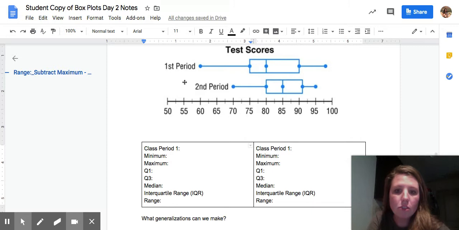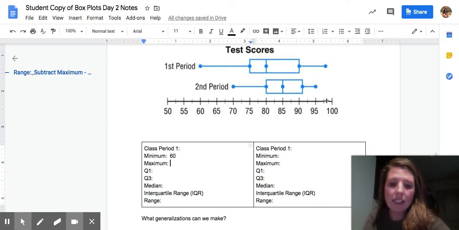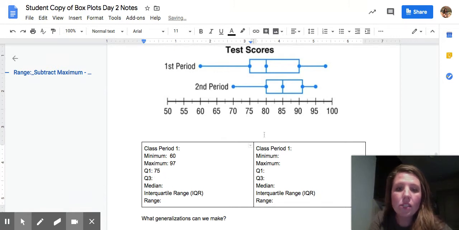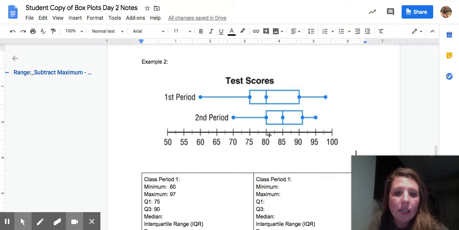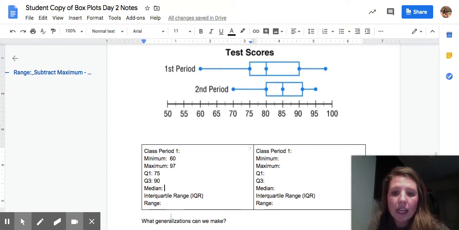So the minimum for first period, you can see right here is 60. And then the maximum for first period is out here, and that's somewhere between 95 and 100. We're going to go with a 97. Okay, and then quartile one is right here, and that is a 75. And then quartile 3 out here for period 1 is a 90. And then the median, our middle line here, is an 80. So we're going to go ahead and fill in the 80.